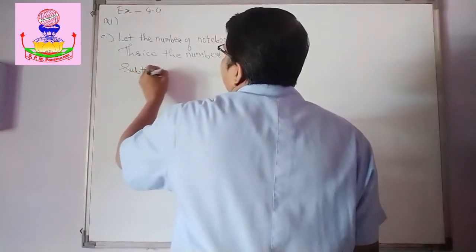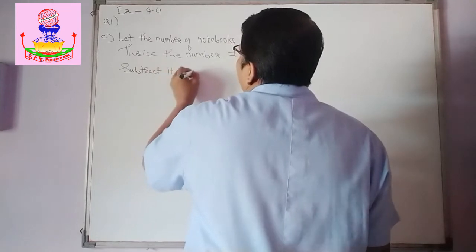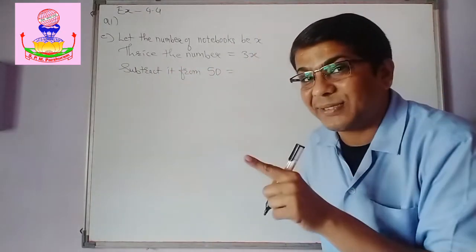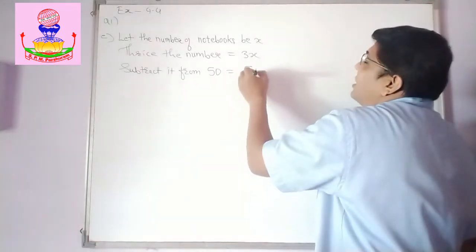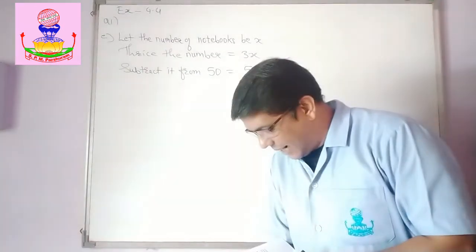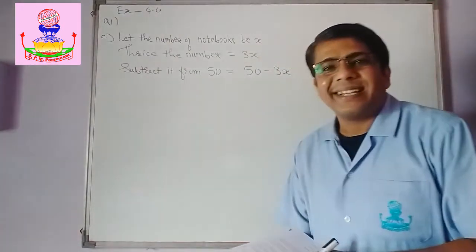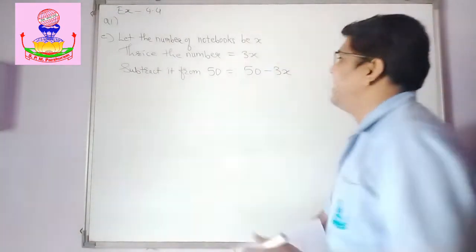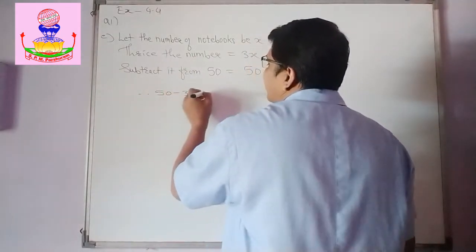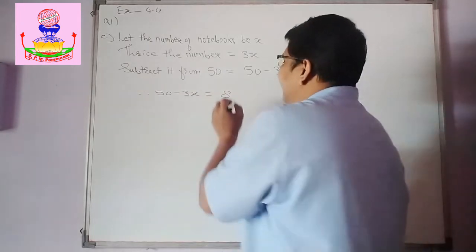Subtract it from 50. From 50. So it is not 3x minus 50, it is 50 minus 3x. And when he subtracts that, he gets the result to be 8. Right? So therefore, we got the equation 50 minus 3x is equal to 8.